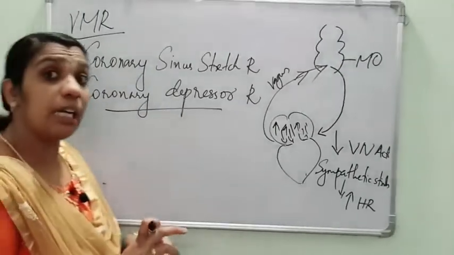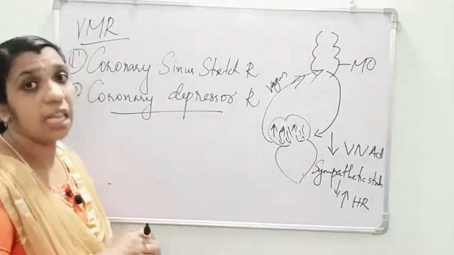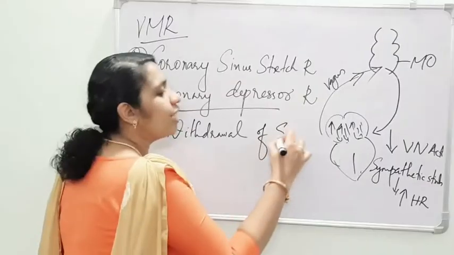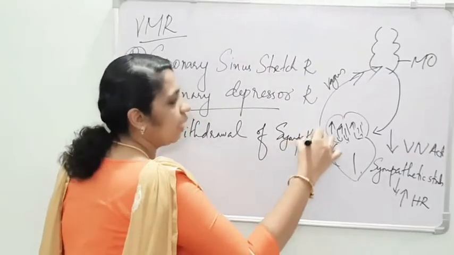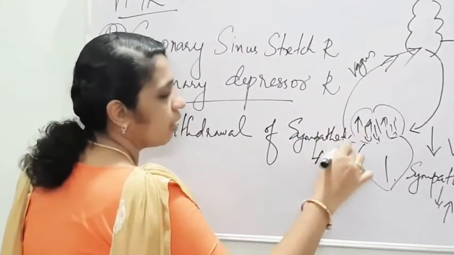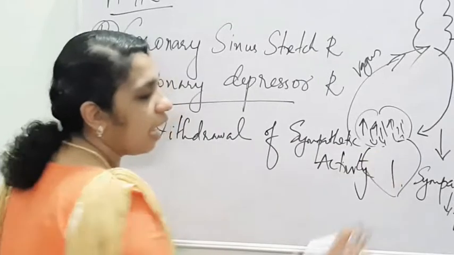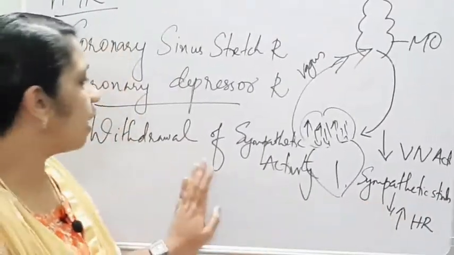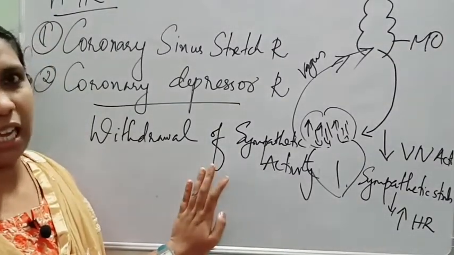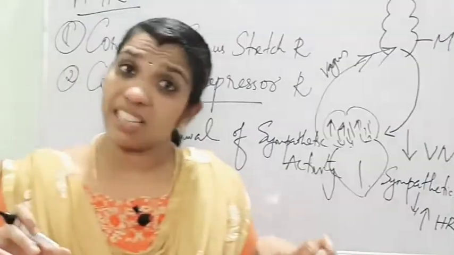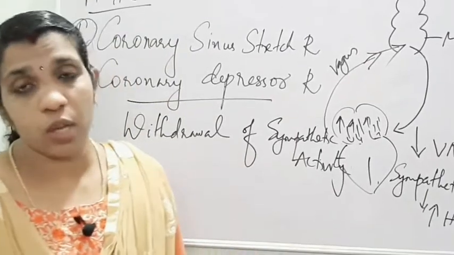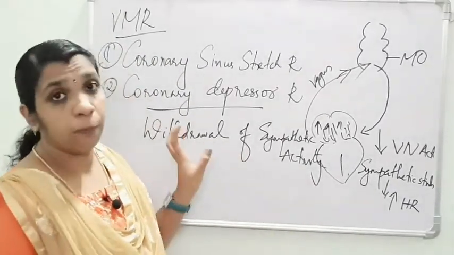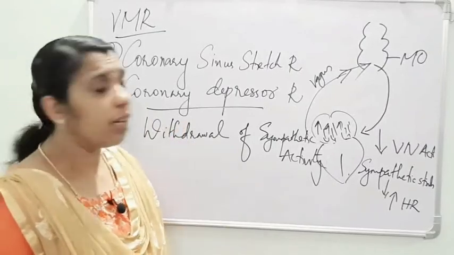In the coronary depressor reflex, there will be withdrawal of sympathetic activity. You understand? Here in the first reflex there is stimulation of sympathetic activity, and here there is withdrawal of sympathetic activity. These are the two basic mechanisms taking place in the vasomotor reflex. This is important in controlling the BP and also the heart rate of the person.